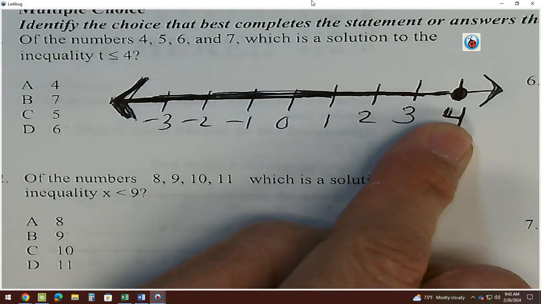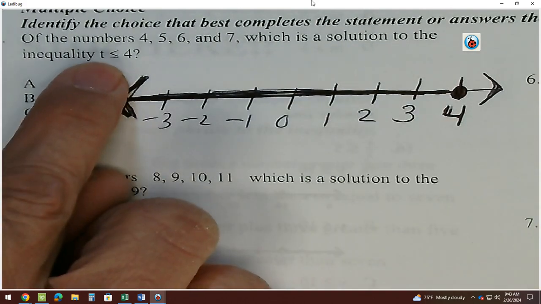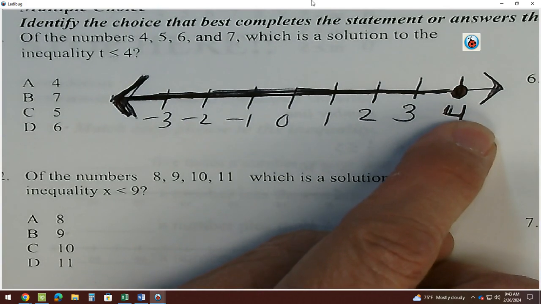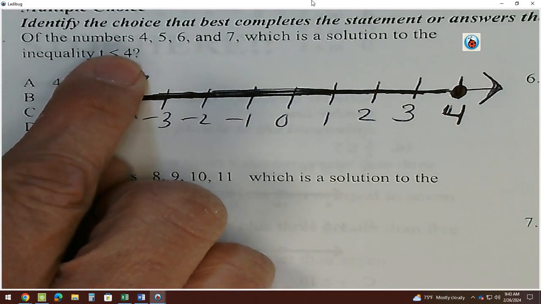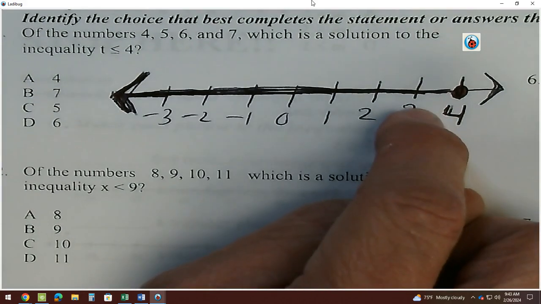Now, is 4 part of the answers? Yes, because we closed it. So let's test it. Instead of T, we're going to put what number? 4. Is 4 less than 4? No, but is 4 equal to 4? Yes. That's what is part of the answer.